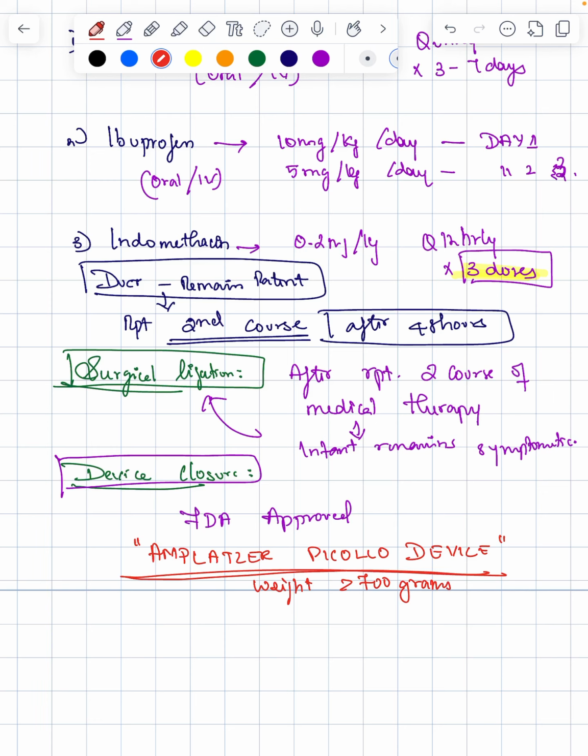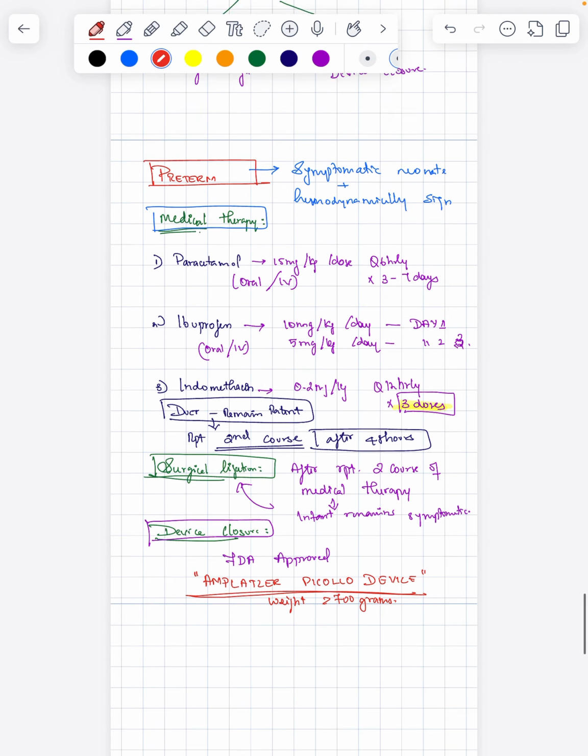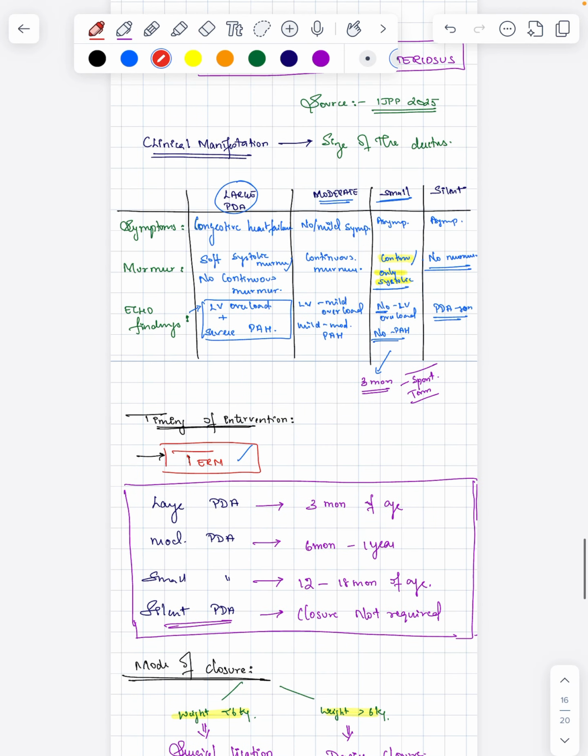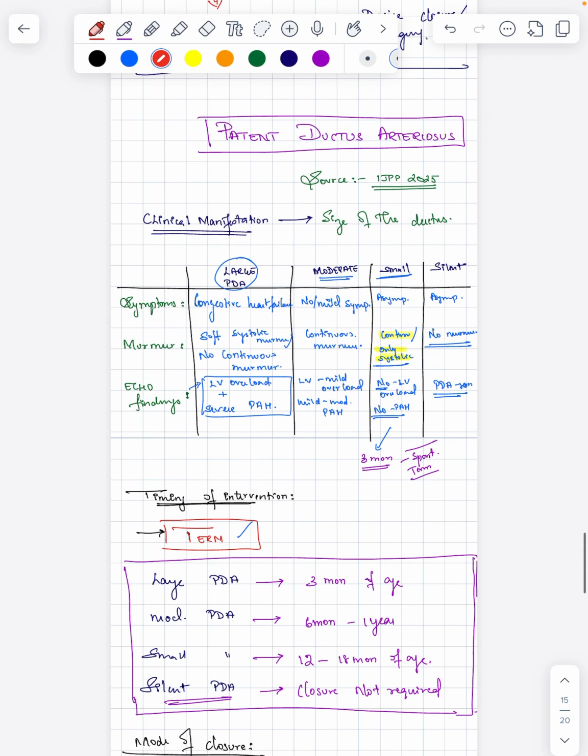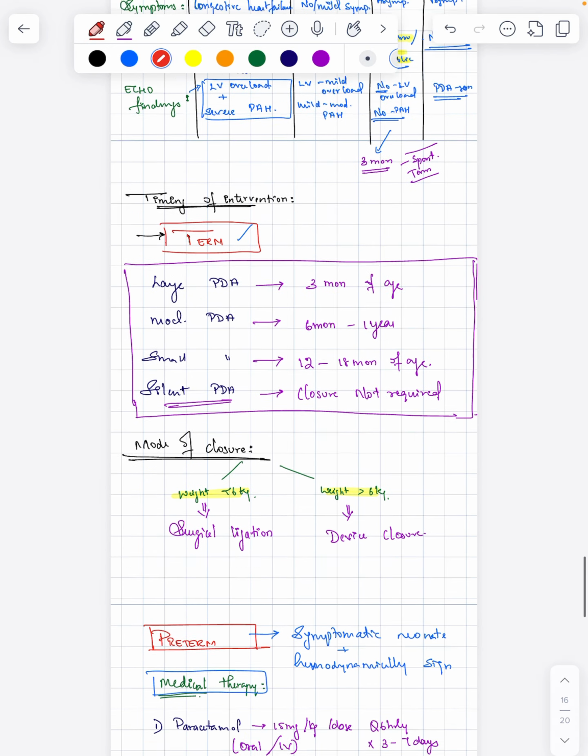Okay, this is a very short topic, that is, the timing of intervention in a child with patent ductus arteriosus. Thank you for your patience in listening.